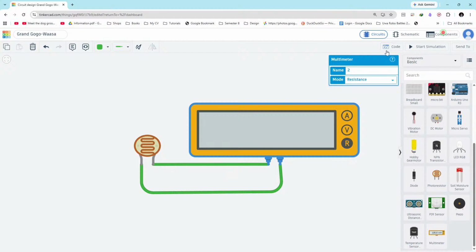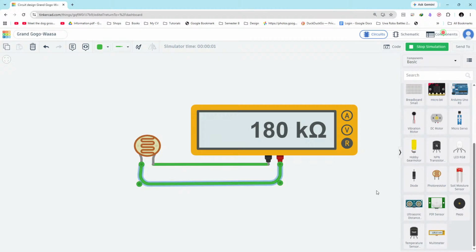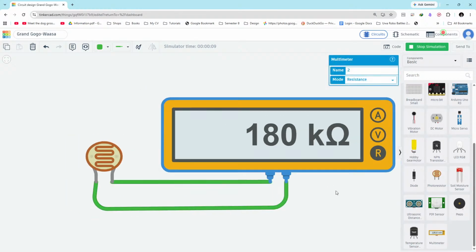When everything is ready, we click on this start simulation icon. I highly encourage you to create a Tinkercad account, because it allows us to simulate all these components. It's very easy to simulate a circuit and test your circuits when you create a Tinkercad account. So you click on the start simulation icon. Right now we see a resistance value of 180 kilo ohms.